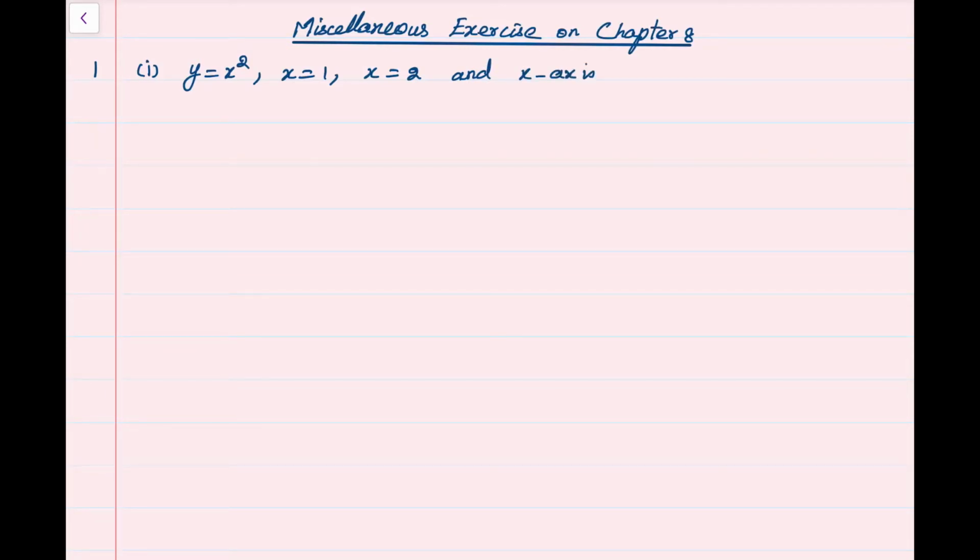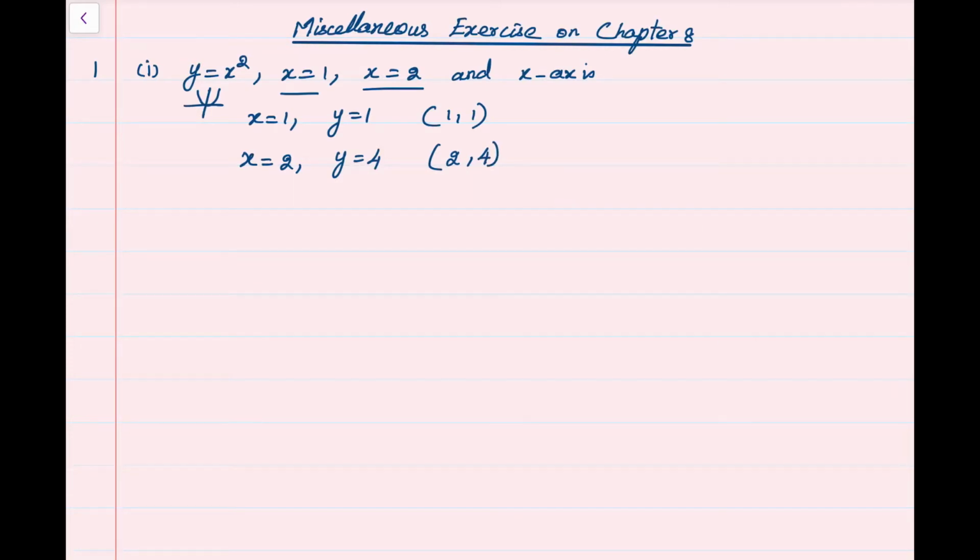The first equation y equal to x square is an upward parabola. X is equal to 1, x is equal to 2 are straight lines which are parallel to y axis. Let us solve these equations. If x is 1, y is 1. 1 comma 1 is one point of intersection. If x is 2, y is 2 square which is 4. The other point of intersection is 2, 4.